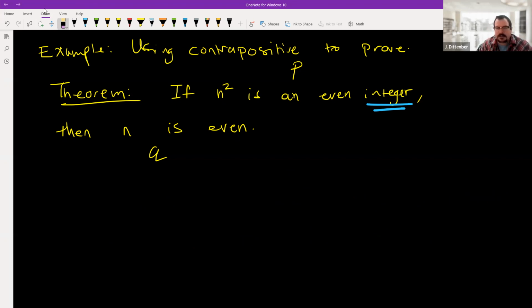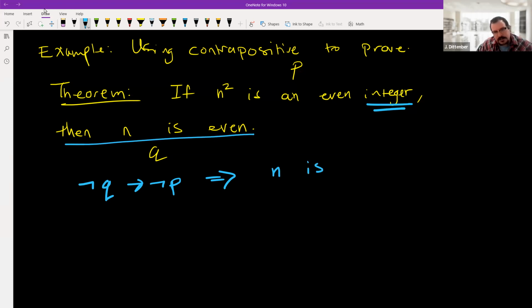to use the contrapositive. So what would the contrapositive be? It's not Q implies not P, right? So in this case, what does not Q imply not P mean? Well, Q is, n is even, right? So not Q would mean n is not even. What does that mean? It means that if n is not even, then n is odd. Those are the only 2 possibilities.